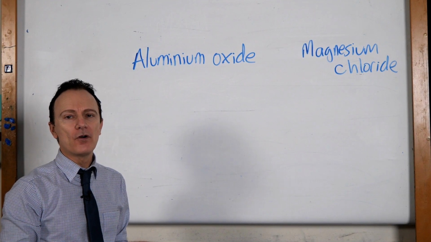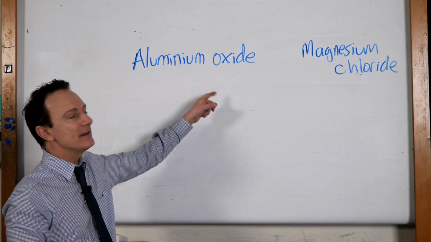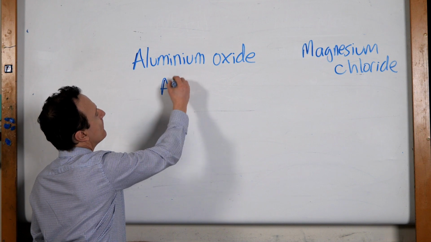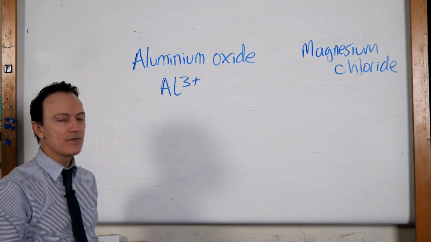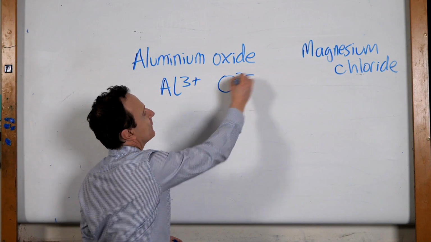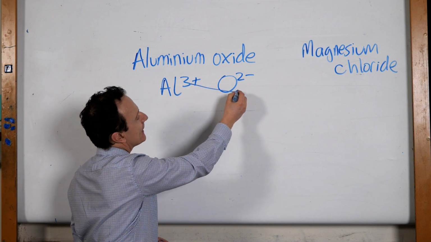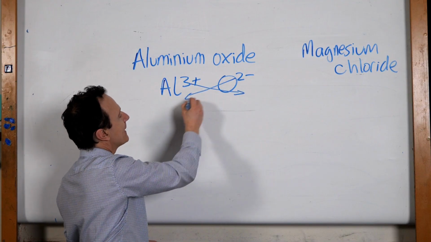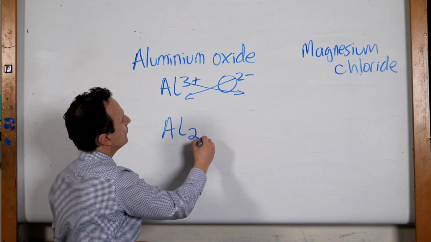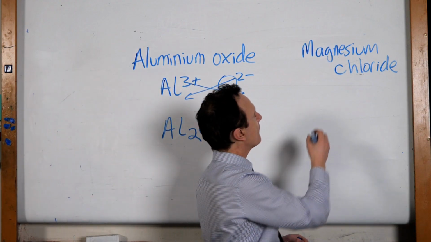If we want to work out the formula of an ionic compound, we can use the crossover method. So for example, aluminium oxide. First of all, we write the ions underneath. So aluminium would form a 3 plus ion because it's in group 3 of the periodic table. Oxygen would form a 2 minus ion because it's in group 6. And then these numbers simply cross over. The 3 comes down here next to oxygen, the 2 comes down here next to aluminium, so the formula of aluminium oxide would be Al2O3.